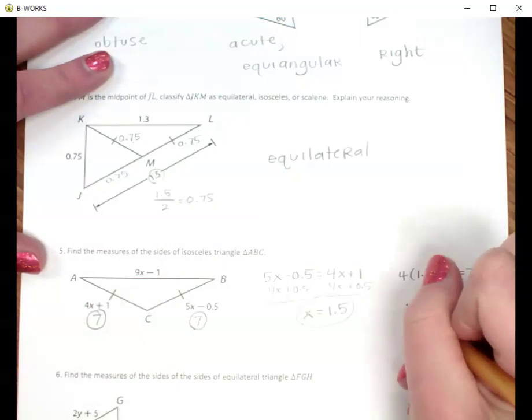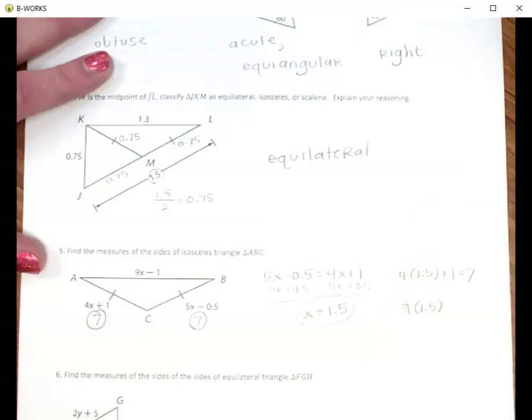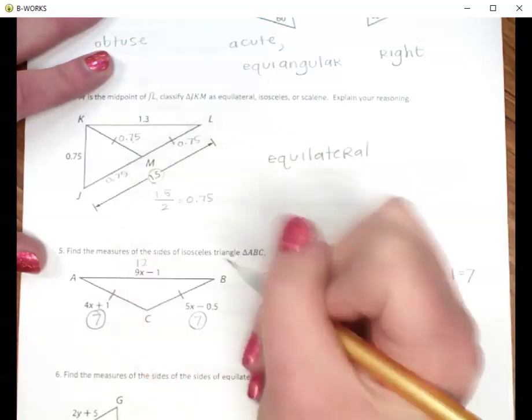9 times 1.5 is 13.5, minus 1 is 12.5. So that's how long AB is.